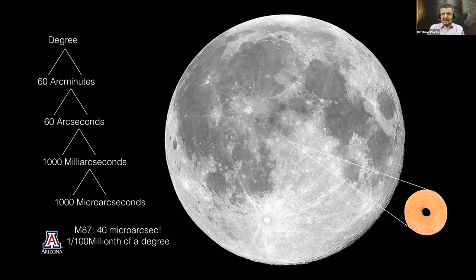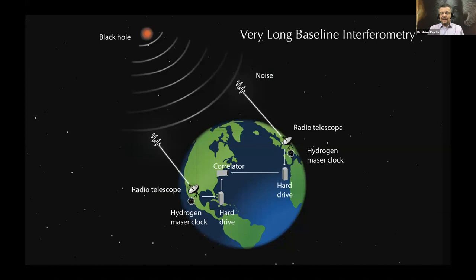So instead, we did the next best thing that we could think of, which is we took every single telescope that we can put our hands on and was working at this particular wavelength of light, the 1.3 millimeters, every single telescope around the Earth. We turned them all at the same time towards the black holes.